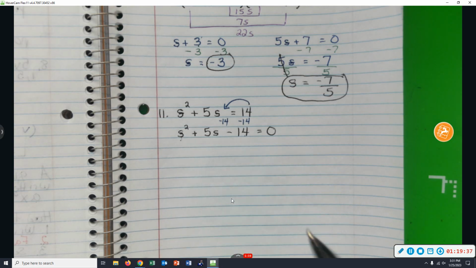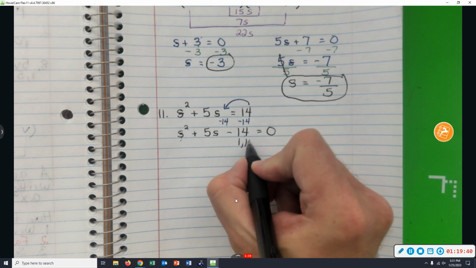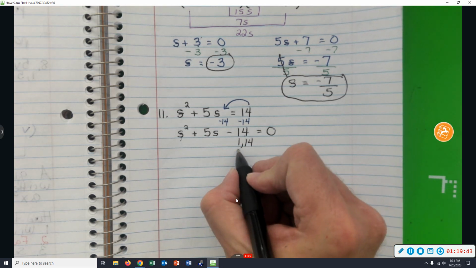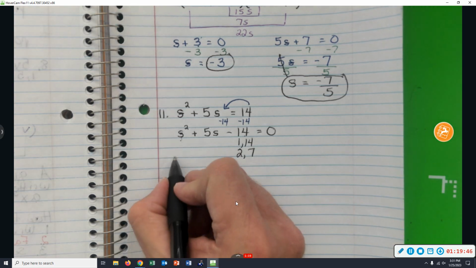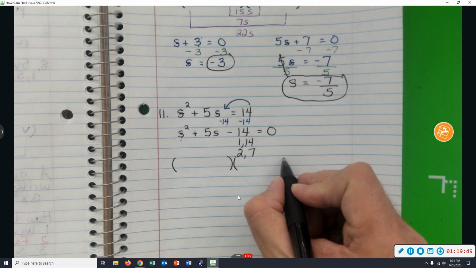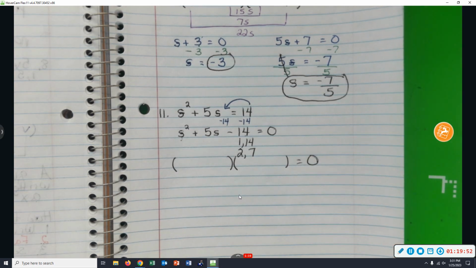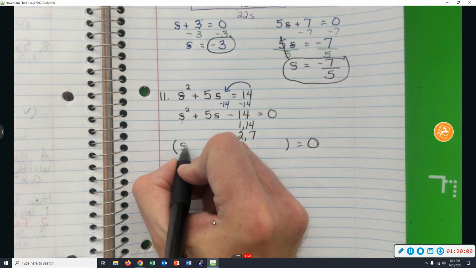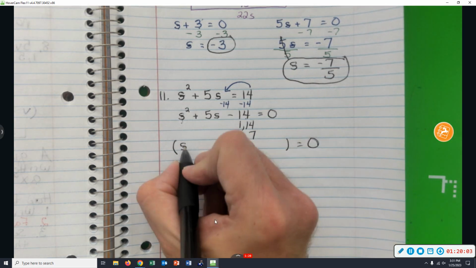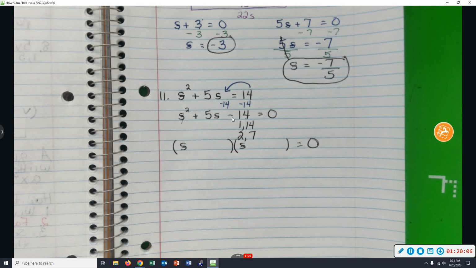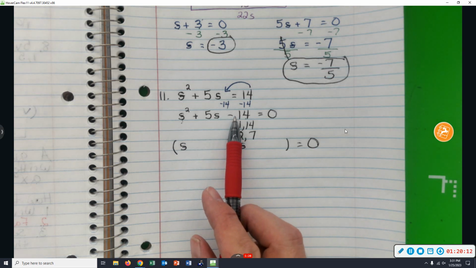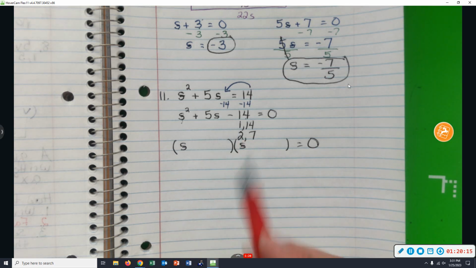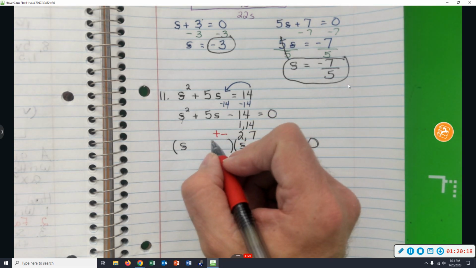Now, numbers that multiply together to give 14, I'll give us one pair. 1 and 14, what's the other pair? I'll draw my two sets of parentheses. We know S squared, so I'll put S and S. Hey, we didn't mention the signs. What are we going to have inside these parentheses? A plus and a minus. Did y'all hear that? The second sign is minus. So one plus and one minus.